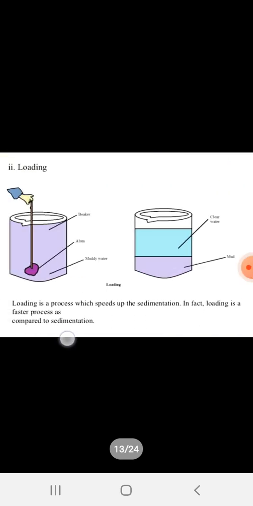Now, next is loading. Loading is the process which speeds up sedimentation. In fact, loading is a faster process as compared to sedimentation. Loading increases the rate of sedimentation. It is done by adding a chemical to the solution, which increases the rate of sedimentation. I hope today's lecture is clear to you and all the 5 methods that we have discussed for the separation of components from the mixture are clear.